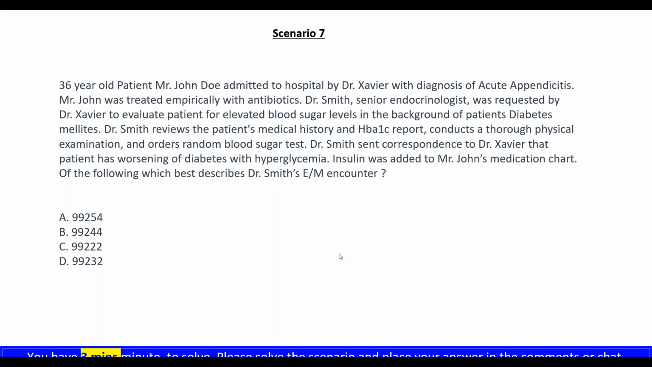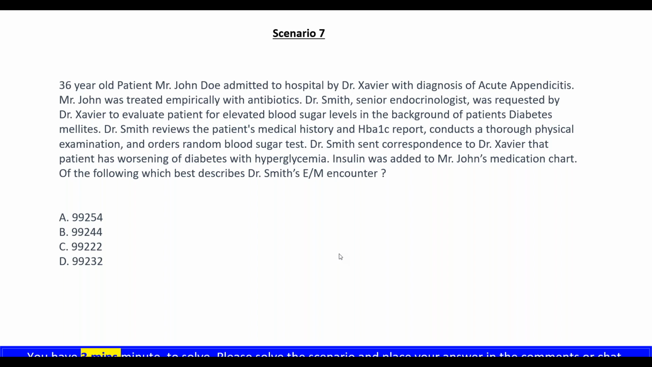Dr. Smith reviews the patient's medical history and HbA1c report, conducts a thorough physical examination, orders a random blood sugar test. Dr. Smith sends correspondence to Dr. Xavier that the patient has worsening of diabetes mellitus with hyperglycemia. Insulin was added to Mr. John's medication chart.